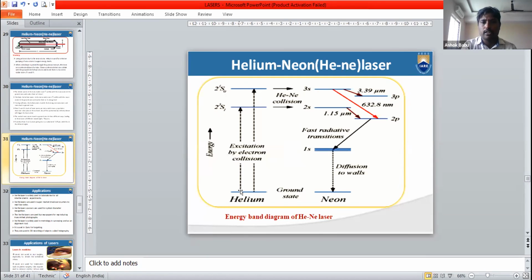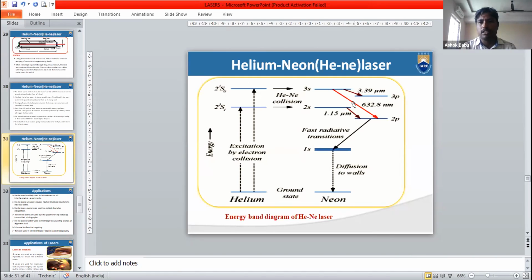When the discharge electrodes release the energy, that energy is absorbed by the helium particles and they are excited to the higher energy states E2 and E3. These particles are used to excite the neon particles from the ground state to E4, and those are used to excite the neon particles from the ground state to E6. So we achieve population inversion between E6 and E5, and E4 and E3 also.